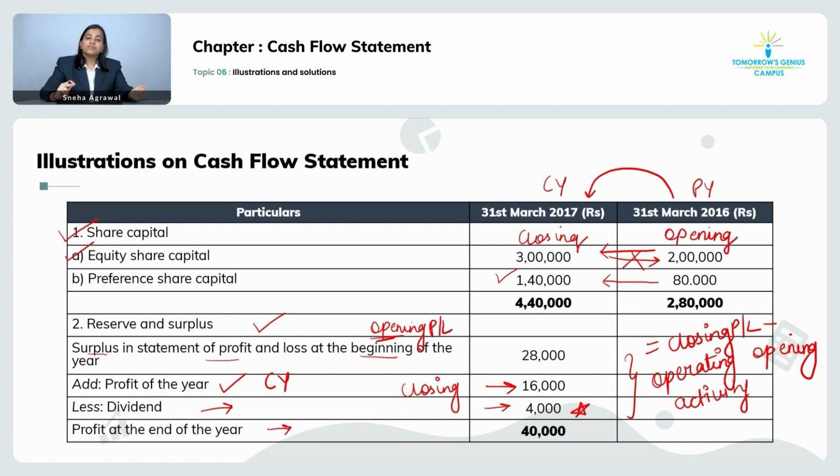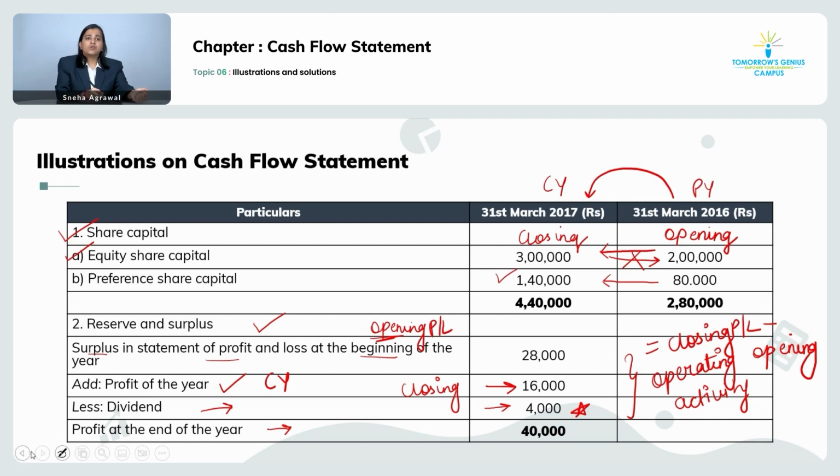The other thing, if it is given in the additional information, this dividend paid will be treated as what? We pay dividend when we issue the shares, right? Dividends are paid to the shareholders, and paying the dividend is nothing but your financing activity. Is it your cash inflow or cash outflow? Obviously, when you're paying money, there is a cash outflow. So this dividend payment is nothing but your cash outflow from financing activity.